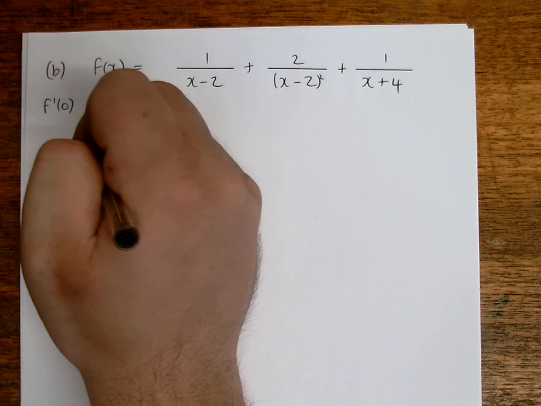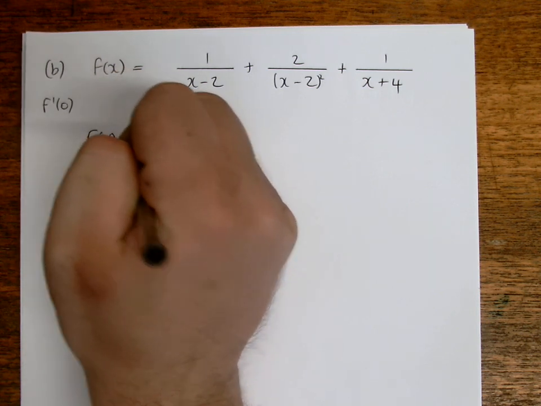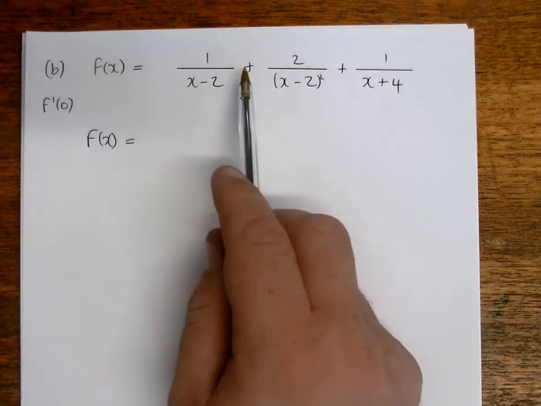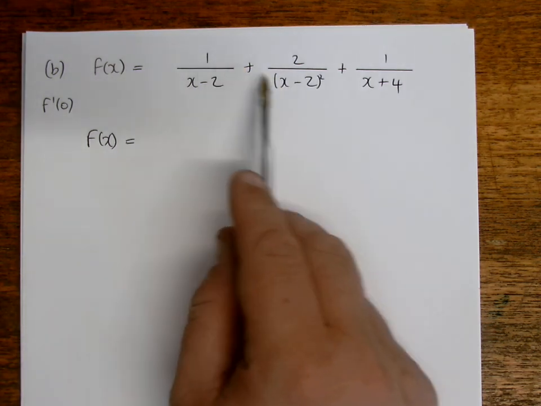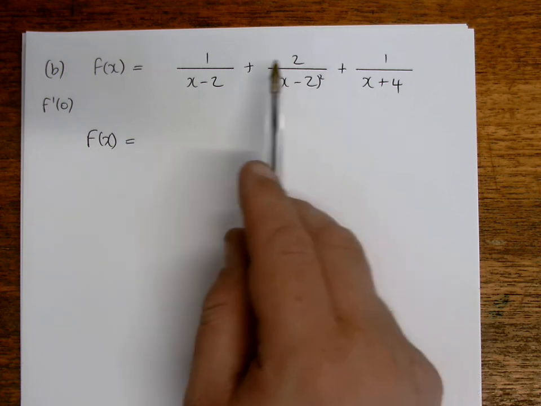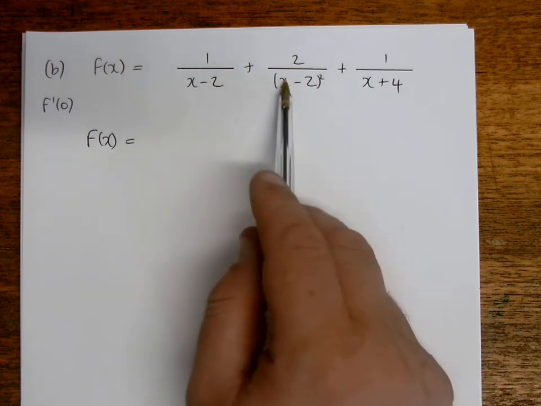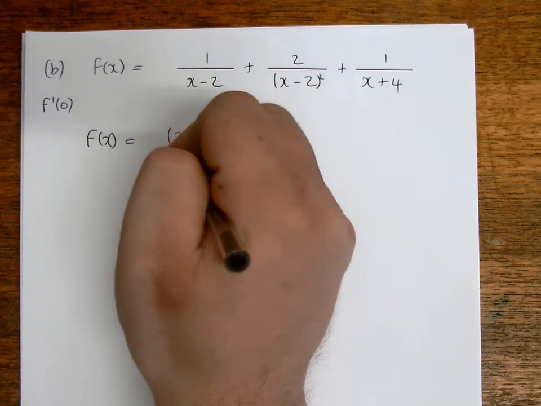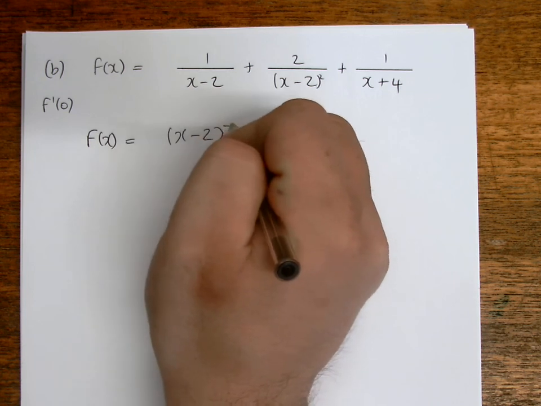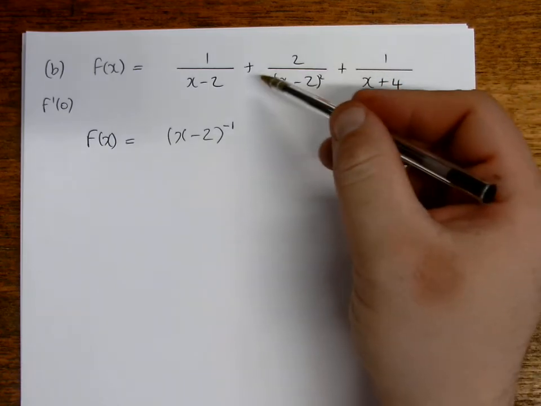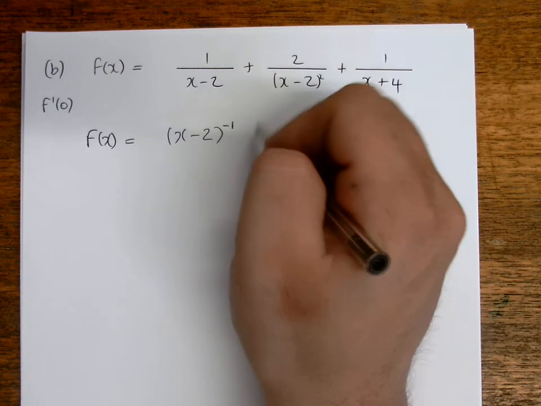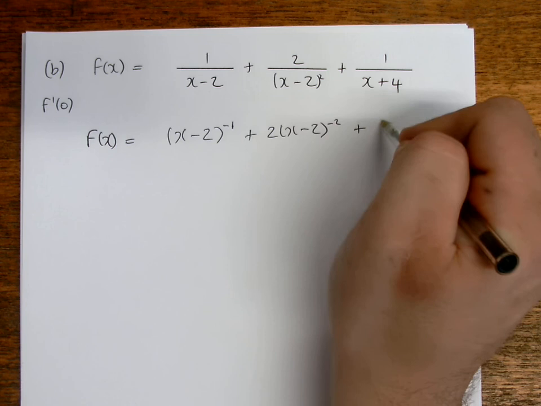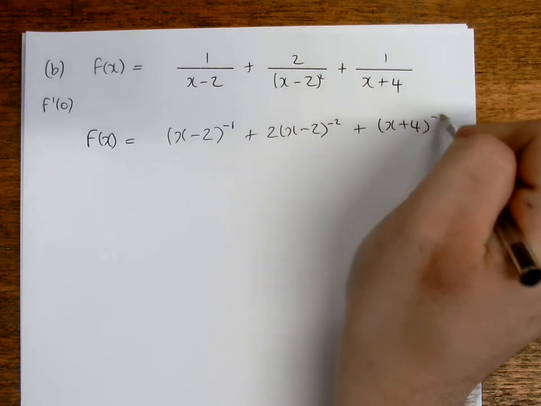Before I differentiate, you've got to look at what we've got here. This is our answer in part A. We're going to find a way of differentiating, of course, using the chain rule. When we have fractions like this, we need to take everything up to the top. So the x minus 2 can go up to the top, so it'll be x minus 2 to the minus 1. Take this up as well, so that'll be plus 2, x minus 2 to the minus 2. And then this one, x plus 4 to the minus 1.